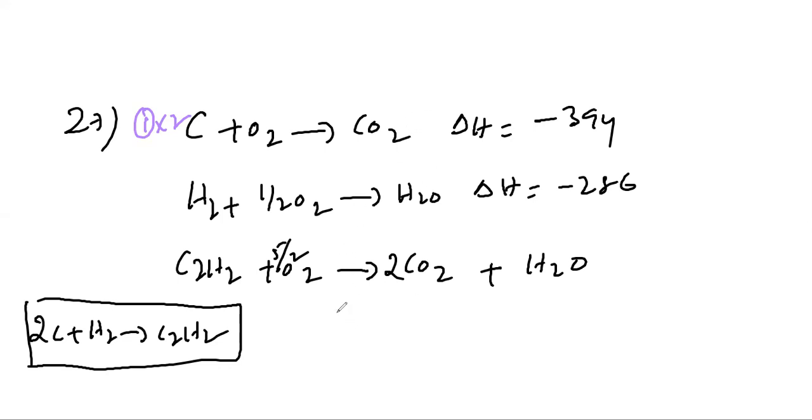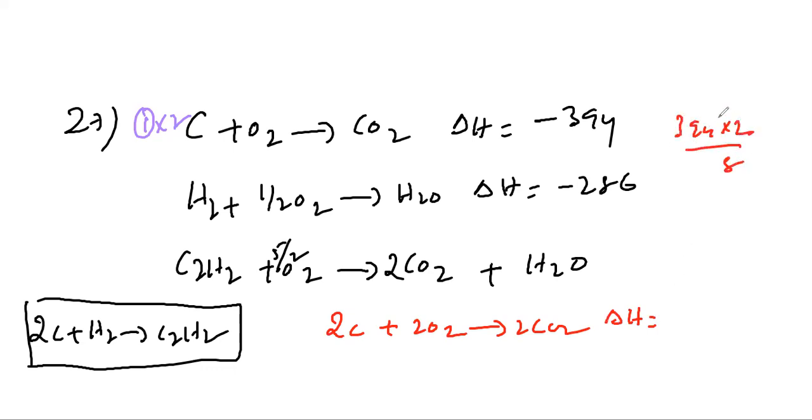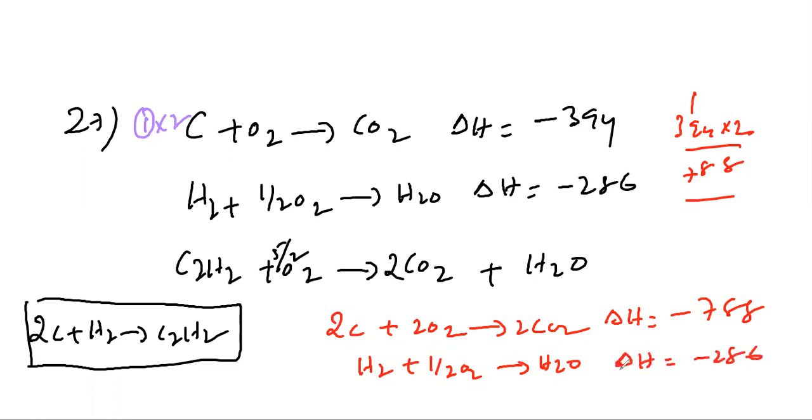When you multiply the first equation with 2, 2C plus 2O2 gives rise to 2CO2. Delta H value will be 394 into 2. 394 into 2, how much? 2 9s are 18, minus 788. Next, equation 2: H2 plus half O2 gives rise to H2O, delta H equals minus 286. What is equation 3?